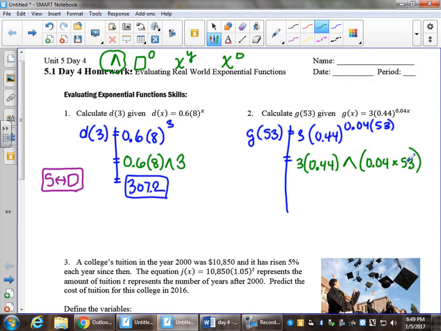So 3 open parentheses 0.44, close it, caret or exponent button, parentheses 0.04 times 53, close it. And we should get 0.526 if we're going to round to 3 decimal places, which we will because that helps us get ready for the SAT. And we're done.